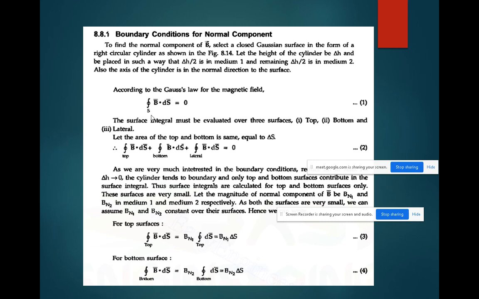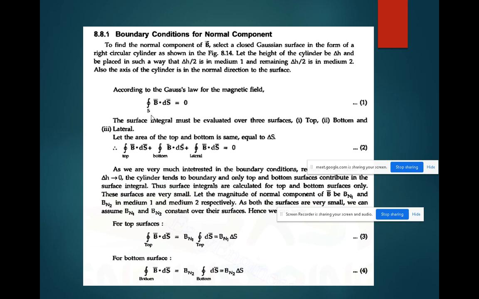Now we are going to see the boundary conditions for normal components. Here we consider a right circular cylinder surface. The height of the cylinder is del h, such that half of the height, del h by 2, is placed in medium 1 and the remaining height, del h by 2, represents medium 2. The axis of the cylinder is in the normal direction to your surface.